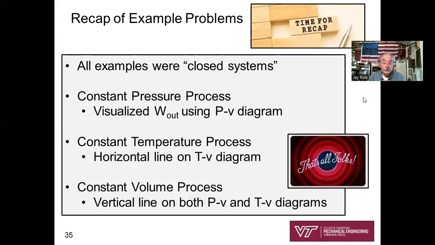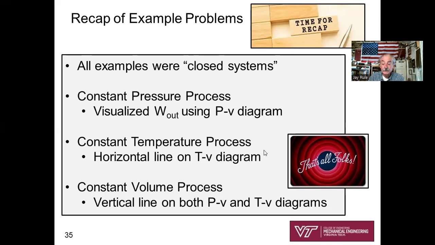Okay, we have blazed through 3 examples. So if you got confused, I just encourage you to maybe replay the video where you got confused. If you had trouble determining how to pin down the phase of a substance, go back and watch video 1. All 3 of our examples were closed systems. We looked at a constant pressure process, and for that constant pressure process, I tried to illustrate how you were able to visualize the work out using the PV diagram. We then looked at a constant temperature process and observed that it's a horizontal line on a TV diagram, so that's like a giveaway if it's a test problem, right?